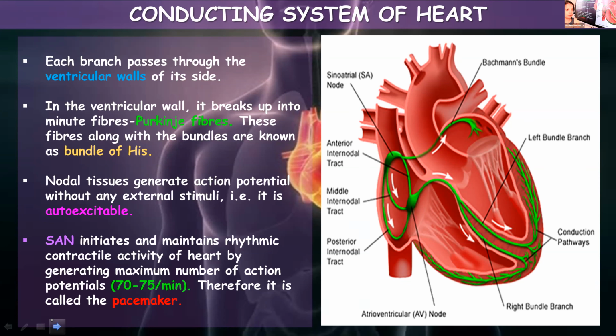For example, if you check your heartbeat immediately after climbing up the steps or taking part in an athletic meet and all, it will definitely fluctuate. That is a different thing. But under normal conditions, this is the normal range. And we call it a pacemaker, natural pacemaker.